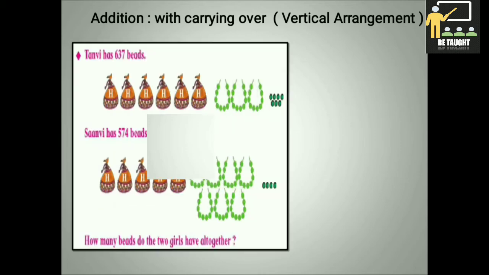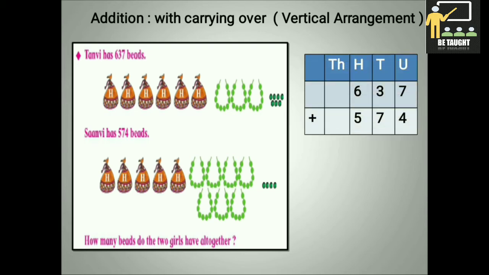Addition with carrying over in the vertical arrangement. We shall learn about that. For example, we are given a sum where Tanvi has 637 beads and Sanvi has 574 beads. How many beads do the two girls have altogether? So we have to do the addition. So we'll arrange them in the vertical arrangement.